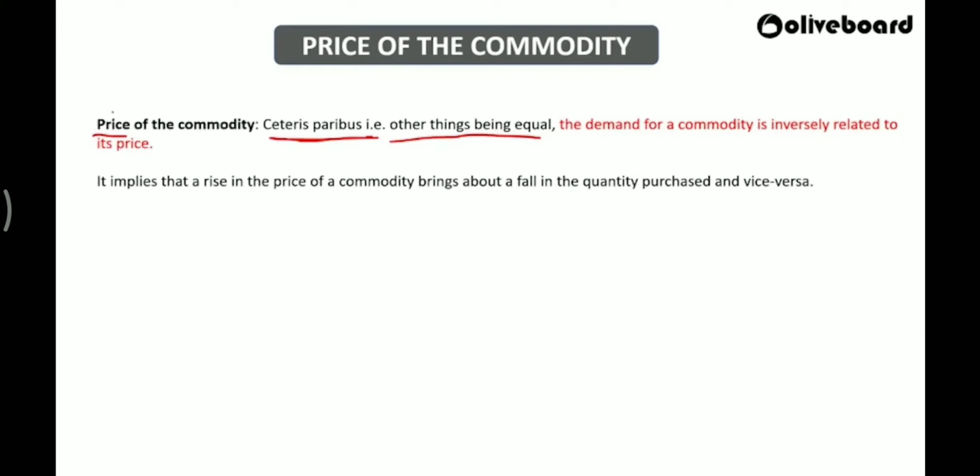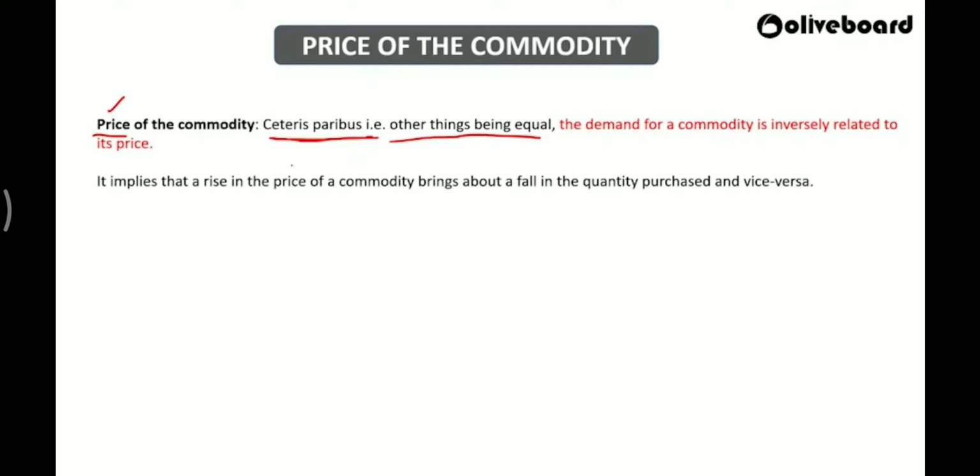Suppose, for example, I'm talking about price, then the other factors like taste and preference, income level, size of population or future expectation, all things remain the same. They are not changing. So which one is changing? Price is changing. All right. So when I talk about the income of the consumer, then all other things remain the same. What does it mean? Price of the commodity remains same, price of the related commodity remains same. Only that particular factor keeps on changing. So ceteris paribus means only that particular factor changing, other things being equal.